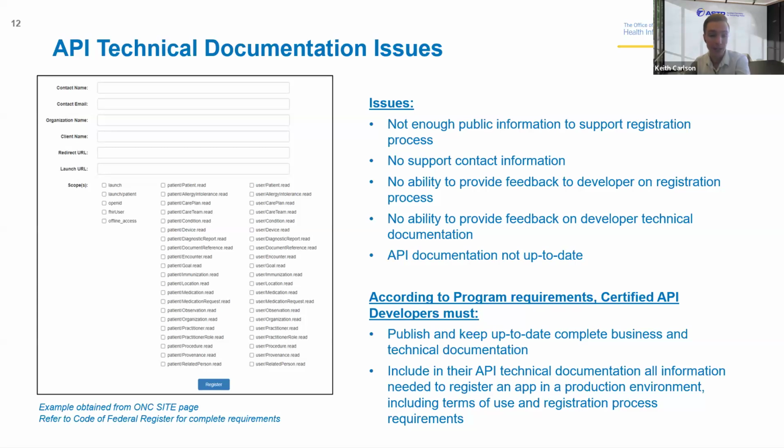It's summarized here that this technical documentation would include all information needed to register an app in a production environment. It also needs to include terms of use and registration process requirements. So just very important information that needs to be published and kept up to date. We can go to the next slide.